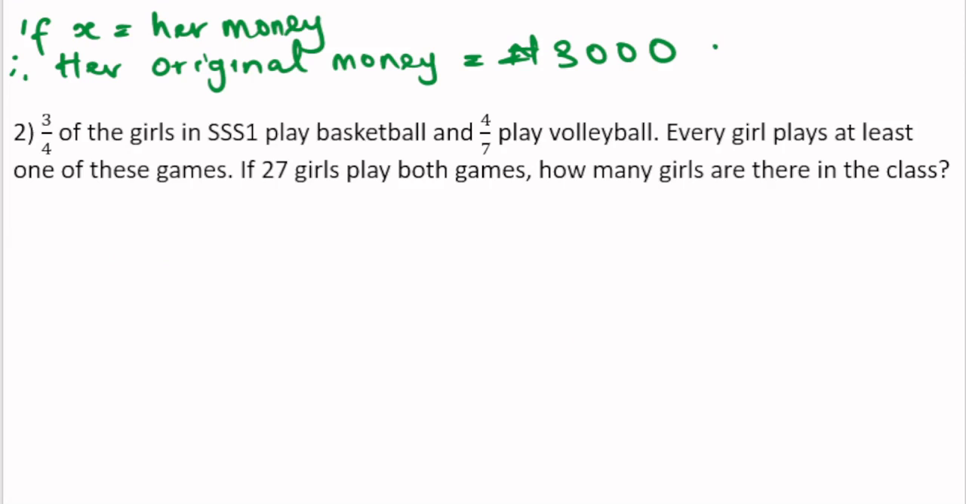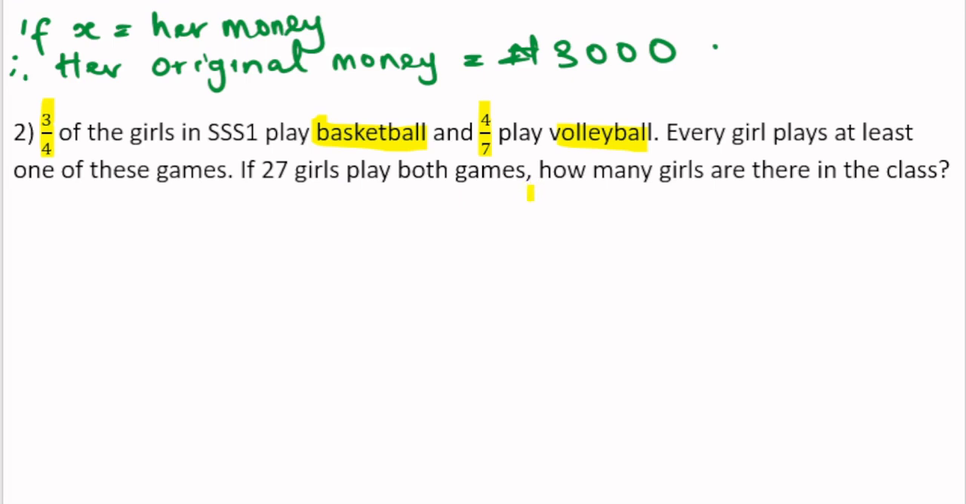So for number 2, we have 3/4 of the girls in SS1 play basketball and 4/7 play volleyball. Every girl plays at least one of these games. If 27 girls play both games, how many girls are there in the class?